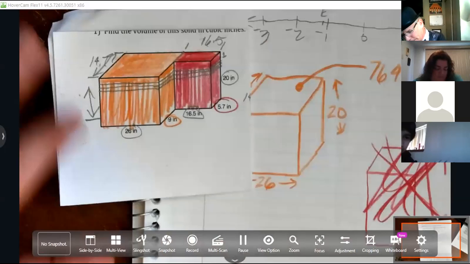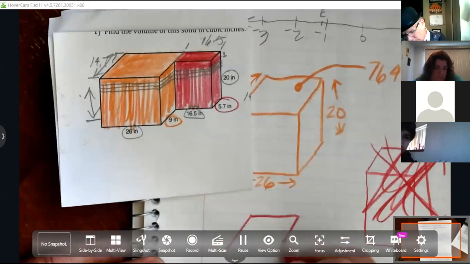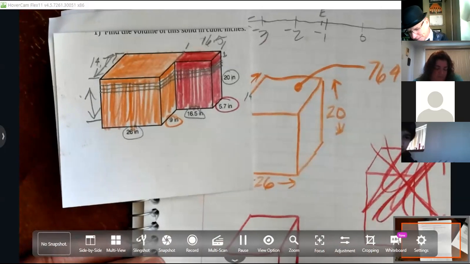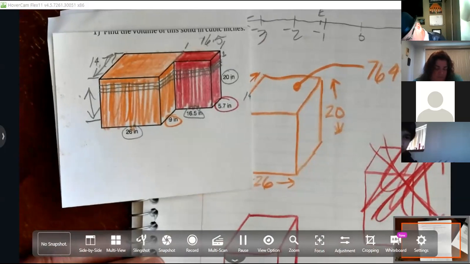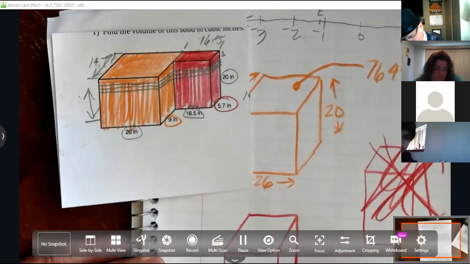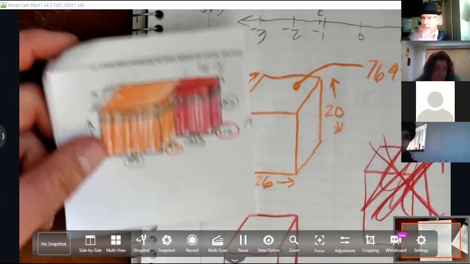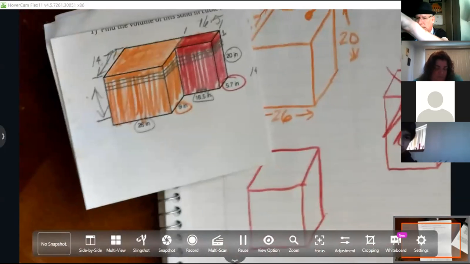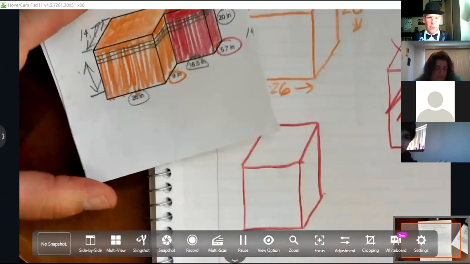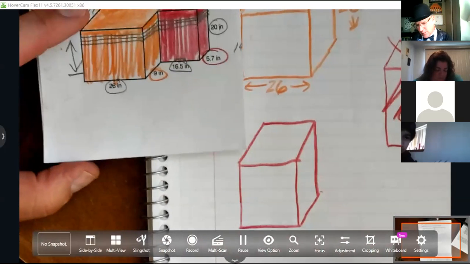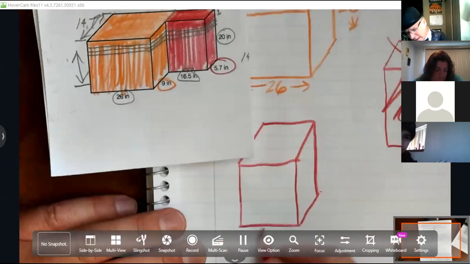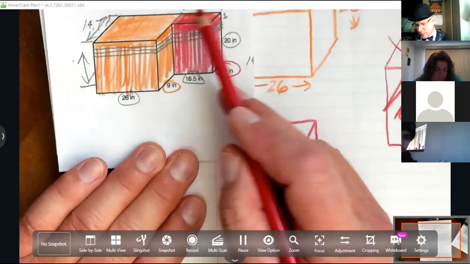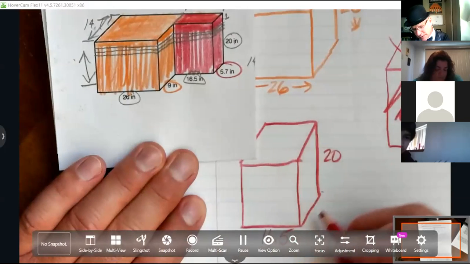Let's try red guy again. More of a square on top. We're going to go straight down here, straight down here. There we go. That looks like red guy. Ooh, this camera is stiff. All right, there we go. So we're calculating red guy. We know red guy is 16.5 here. He's 20 tall because they're both 20. 16.5 across here, and then he's only 5.7 right here.